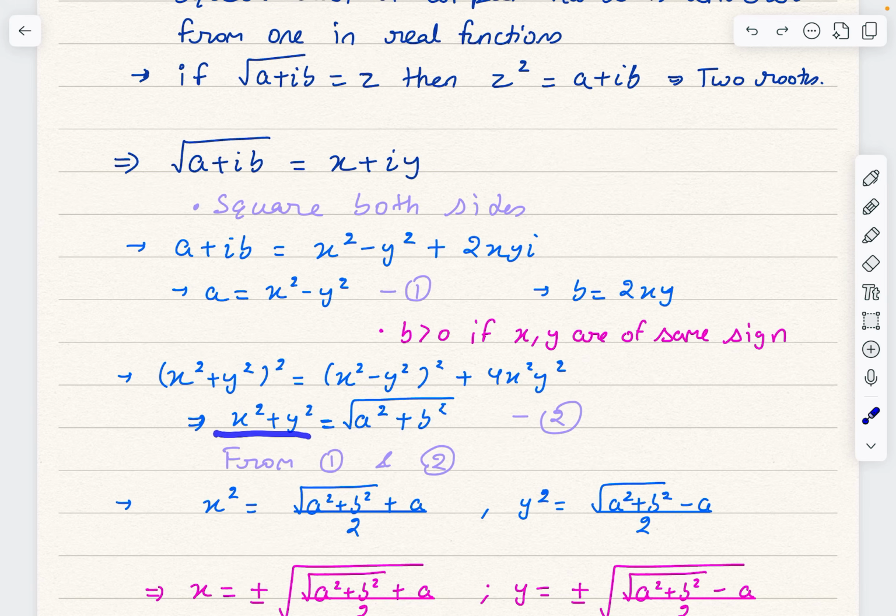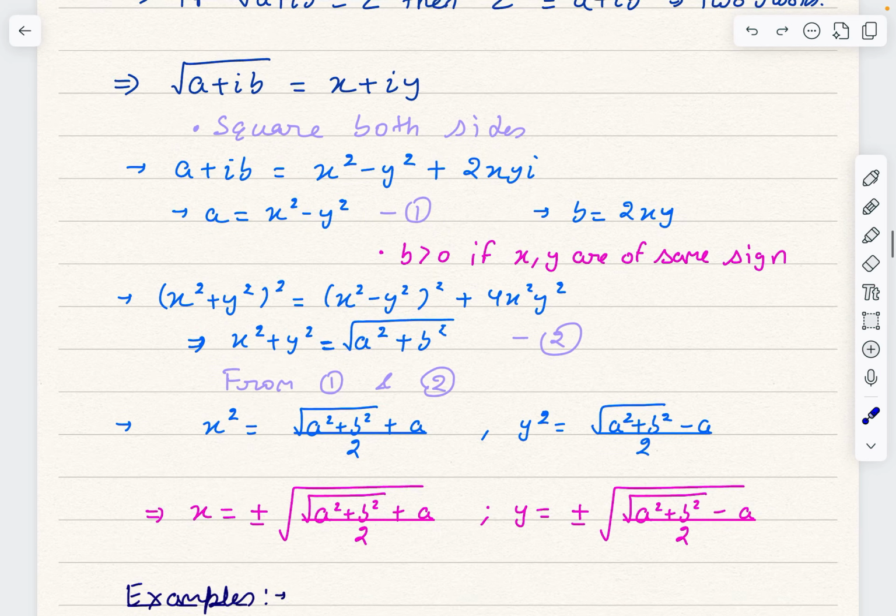So x² + y² is √(a² + b²), and x² − y² is a. Now you add and subtract to get x² as (√(a² + b²) + a)/2, and y² as (√(a² + b²) − a)/2. So now x will be plus or minus the root of (√(a² + b²) + a)/2, and y will be plus or minus the root of (√(a² + b²) − a)/2.